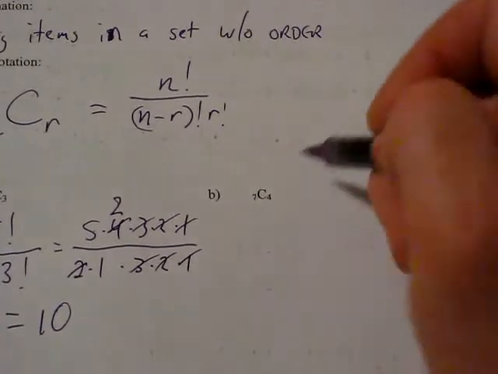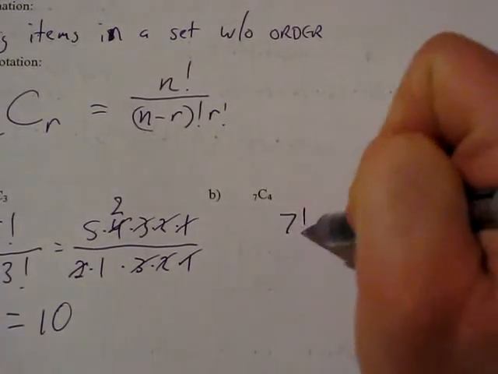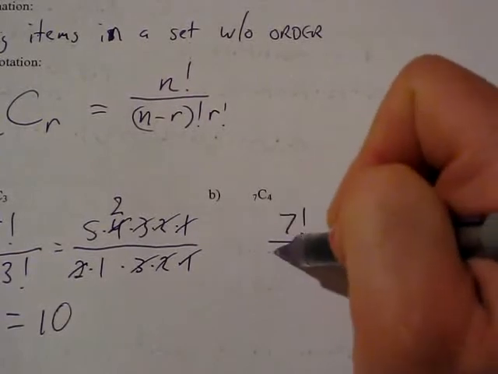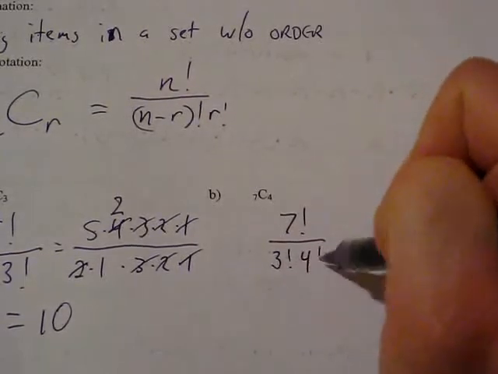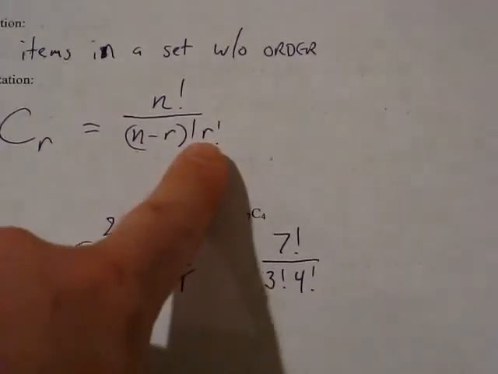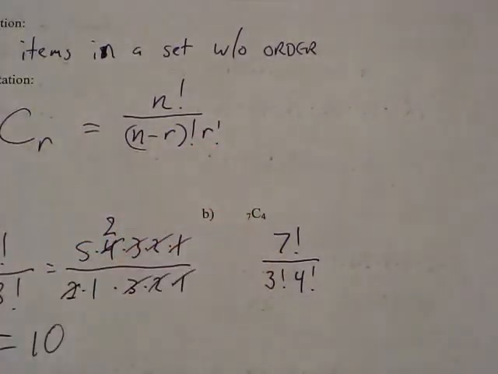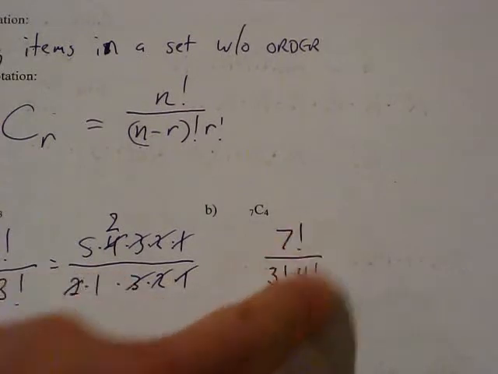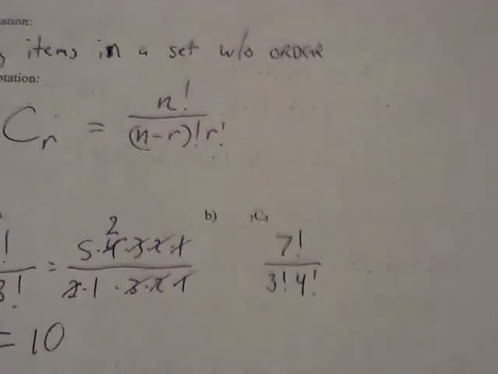Alright, now we're going to do this one a little differently. I mean, it's still the same process. The numerator is the 7 items you have. 7 minus 4 is 3 factorial, and then the 4 factorial for the last part of this equation. Now, it's a misconception to say that 3 factorial plus 4 factorial is 7, so the whole thing's 1. Couldn't be farther from the truth.